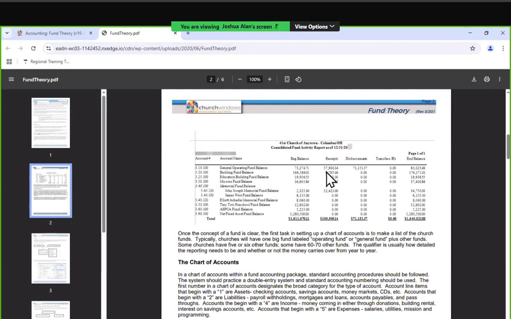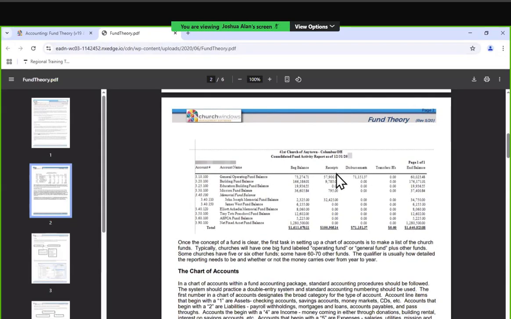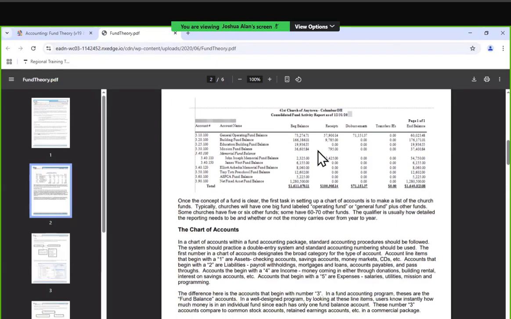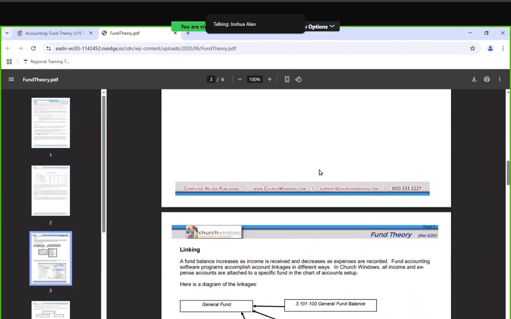Maybe if you're not wanting to use funds, then perhaps Church Windows Accounting isn't the program for you, because it is a fund accounting system. You cannot set up a chart of accounts in Church Windows Accounting without having at least one fund. Okay, if that were the case and that's what we were wanting to set up, then every income and every expense account in our chart of accounts would be linked to that fund.